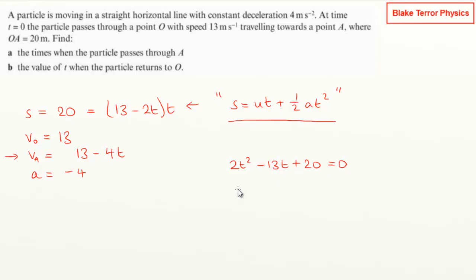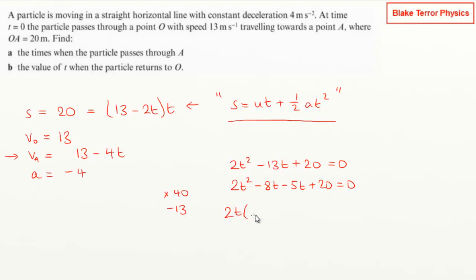So yeah, we want to try and solve for this. We need two numbers that multiply to give 40 and add together to give -13. So we're going to need a -8 and a -5. So split the middle term: 2t² - 8t - 5t + 20 = 0.